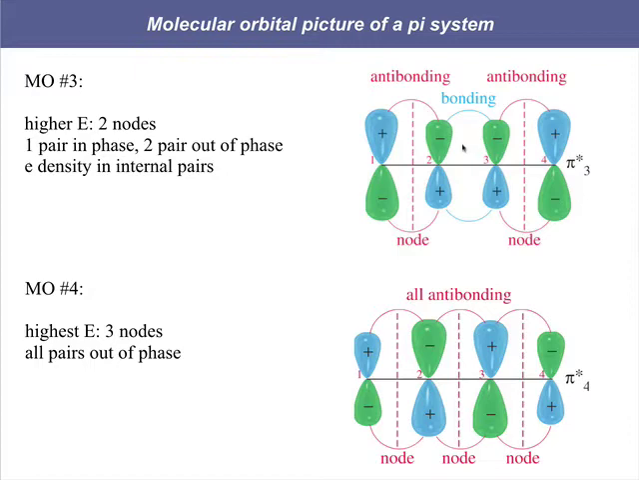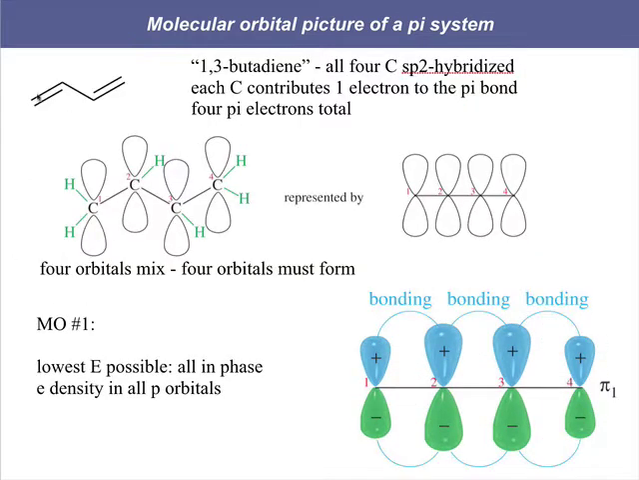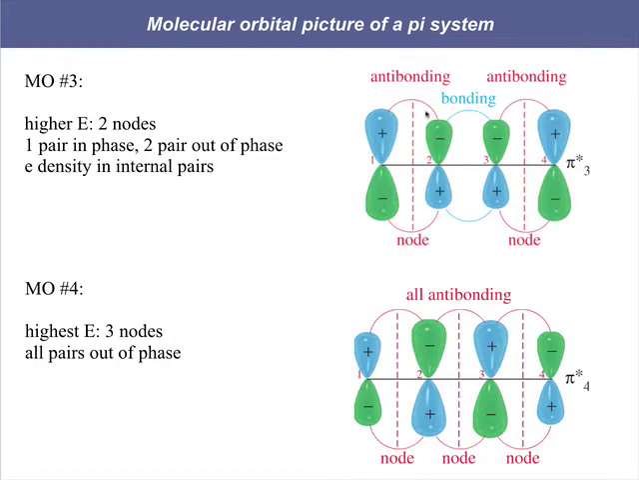Notice that this doesn't look anything like what our structure was. In fact, it almost looks like it's the opposite of what our structure was. Whereas our structure had bonding between 1 and 2, and bonding between 3 and 4, with no bonding between 2 and 3, here we have no bonding between 1 and 2, no bonding between 3 and 4, but we do have bonding between 2 and 3. All right, so that's our 2-node picture, molecular orbital number 3.